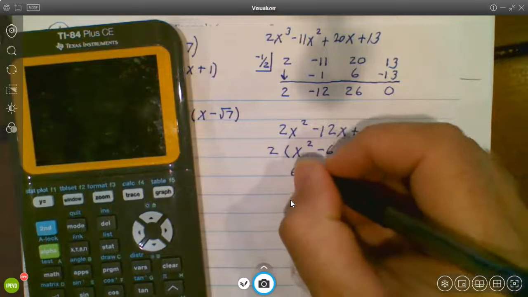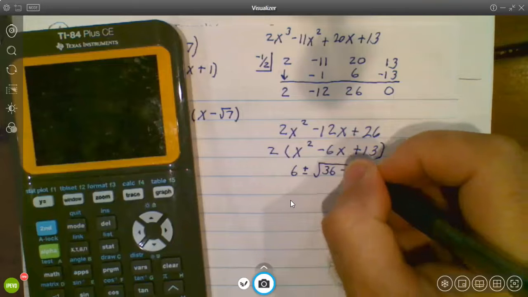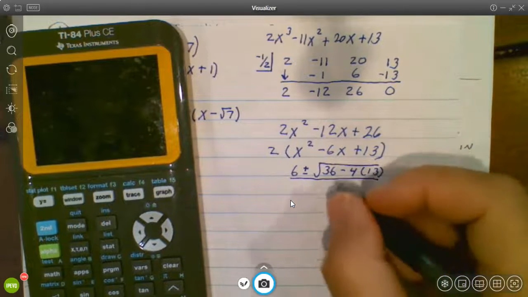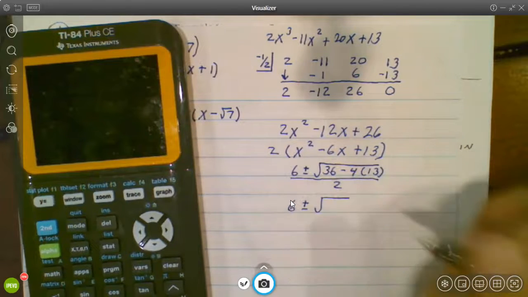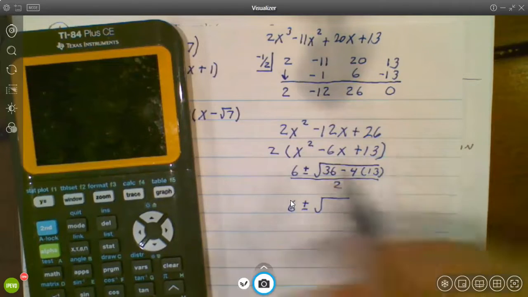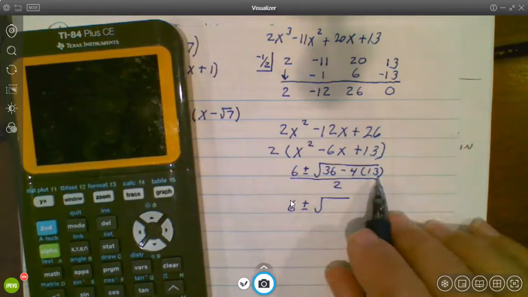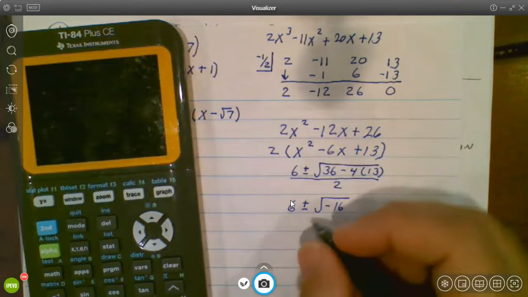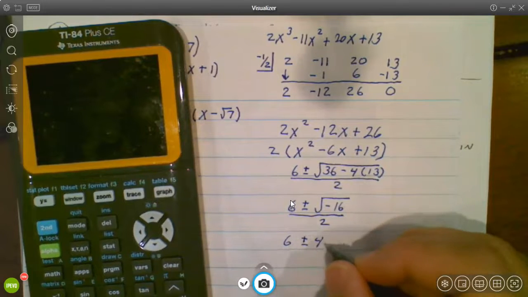So -b plus or minus the square root of b squared minus 4 times a times c, all over 2a. So simplify my radical. I am expecting a negative because there was only one x-intercept, and we already found what it was. So the other 2 must be non-real. So if I did 36 minus 52, I get -16. There's my negative. So 6 plus or minus 4i over 2.